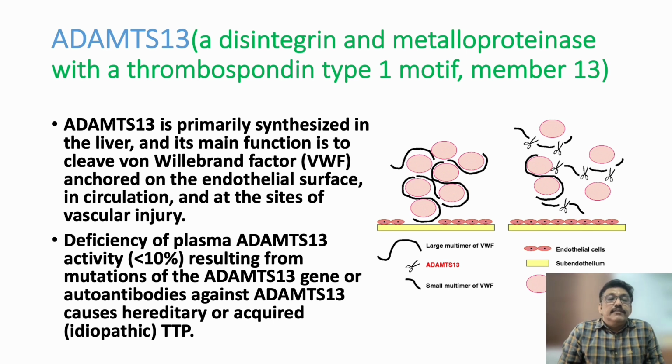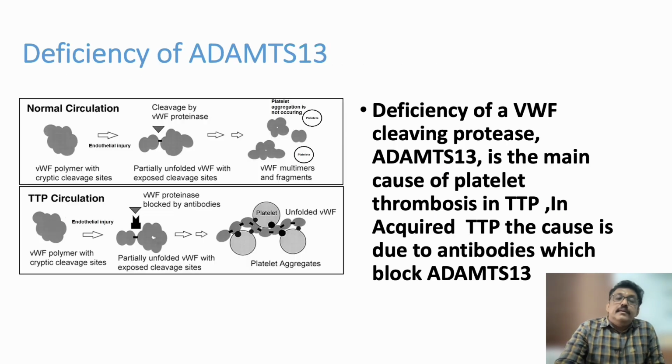Deficiency of plasma ADAMTS13 activity to less than 10%, resulting from mutations of the ADAMTS13 gene or antibodies against ADAMTS13, causes hereditary or acquired TTP. Deficiency of von Willebrand factor cleaving protease is the main cause of platelet thrombosis in TTP. In acquired TTP, the cause is antibodies which block ADAMTS13. In hereditary TTP, it is due to the deficiency of ADAMTS13. The deficiency will lead to platelet aggregation and thrombus formation, as you can see in the picture. This large amount of thrombus formation will reduce the platelet count by consumption of platelets.